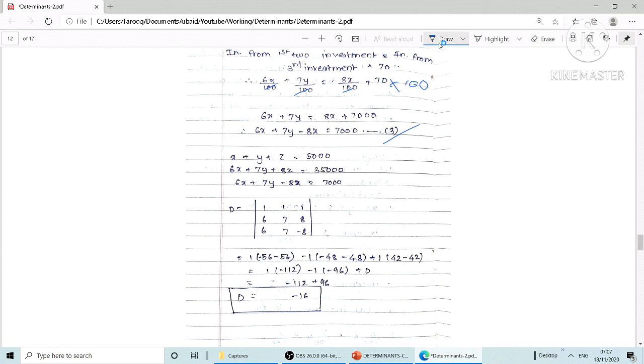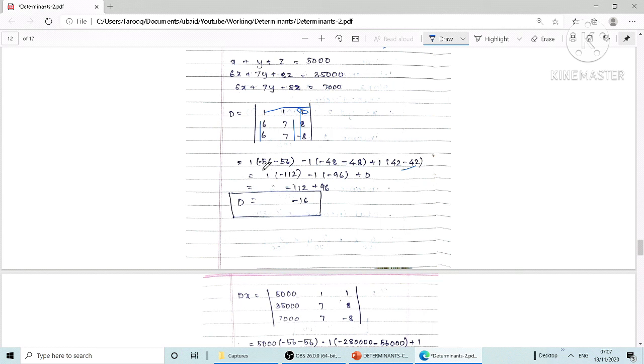Then again, copy this one as it is down. Hide the first column and third row. What is left? 6 and 6 is left, 7 and 7 is left. When we cross multiply, 6 into 7 is 42, 6 into 7 is 42.